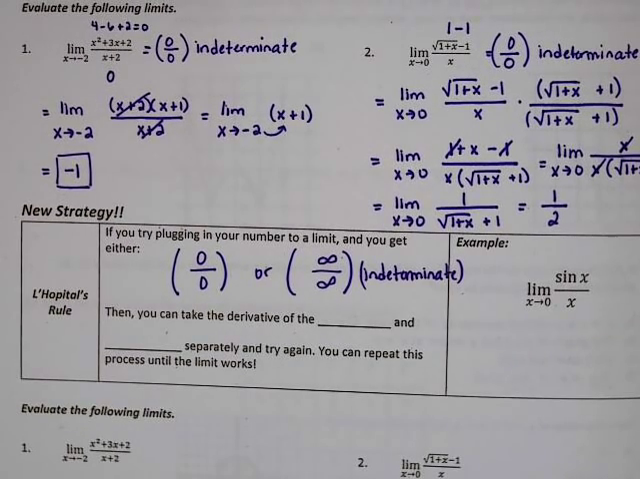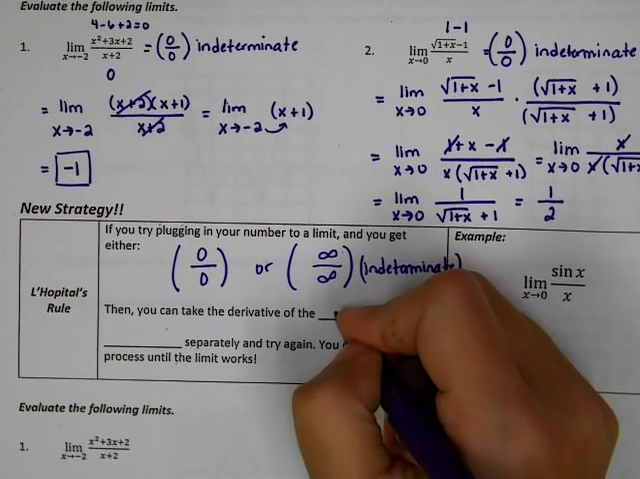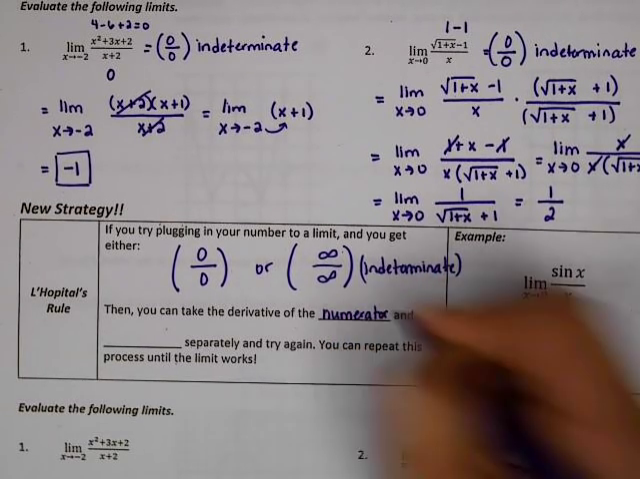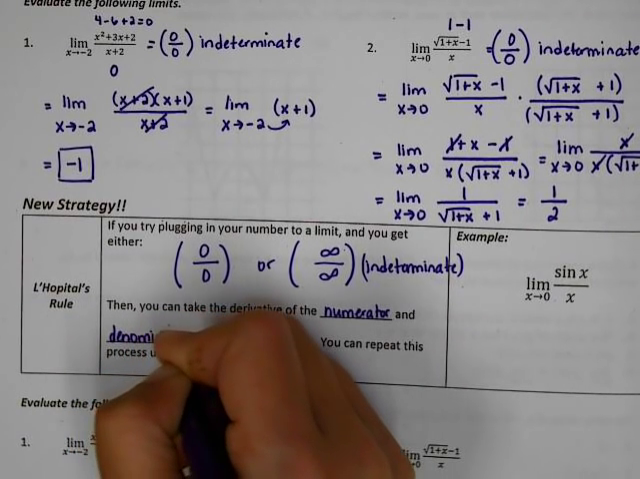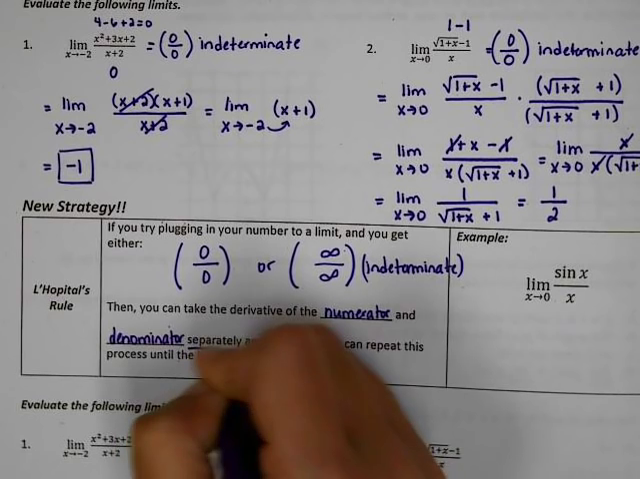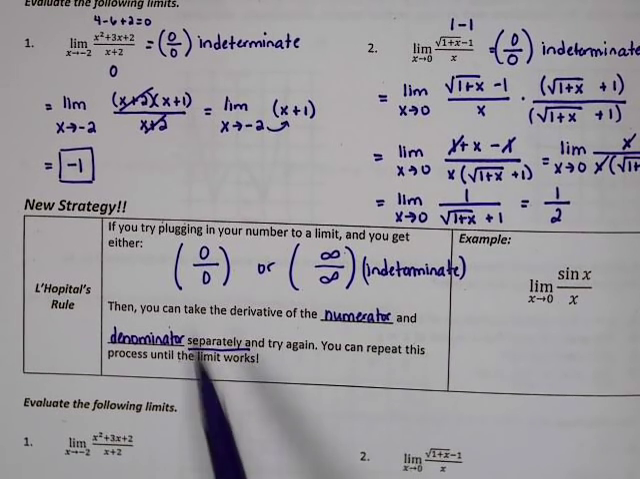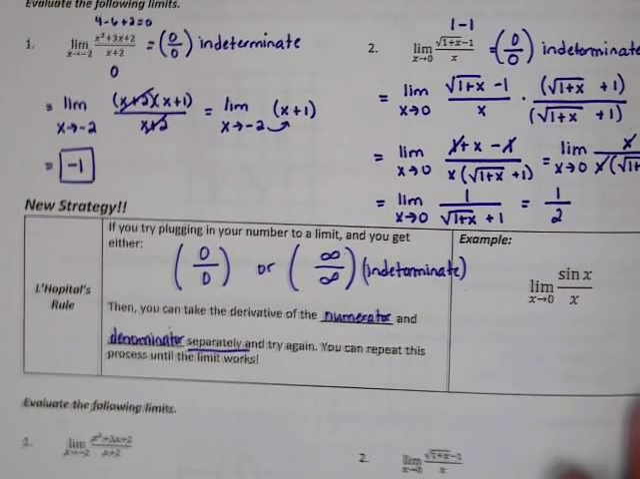And if you get an indeterminate form, then rather than going through all of this algebra, you could take the derivative of the numerator and take the derivative of the denominator separately. So you're not doing quotient rule, you're just doing the top separately from the bottom, and then try your limit again. You can actually repeat this process every time you get an indeterminate form until your limit works. So let's look at an example.